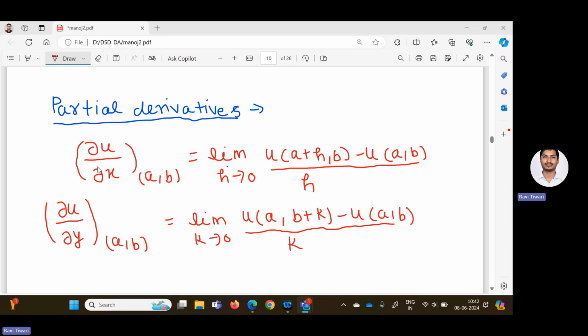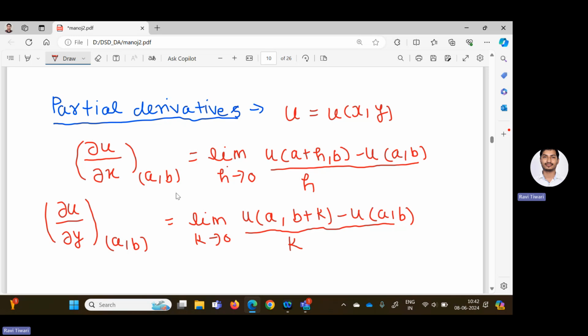So we know that partial derivative, if u is a function of x, y. So what is the meaning of ∂u/∂x at (a, b), and what is the meaning of ∂u/∂y at (a, b)? The partial derivative ∂u/∂x at (a, b) is defined as the limit of u(a+h, b) minus u(a, b) divided by h, and ∂u/∂y is defined as the limit k tending to 0 of u(a, b+k) minus u(a, b) divided by k.